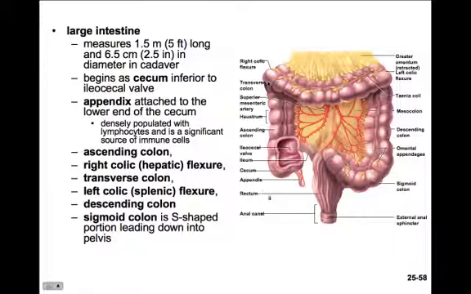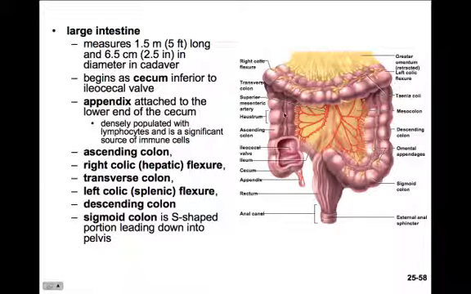The ascending colon, ascending meaning going upwards, is here. The transverse colon is here, across the top of the abdominal cavity. The descending colon here. And the sigmoid colon is this S-shaped portion that leads down towards the rectum.